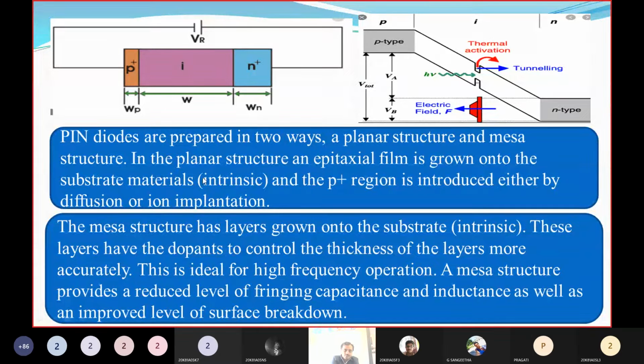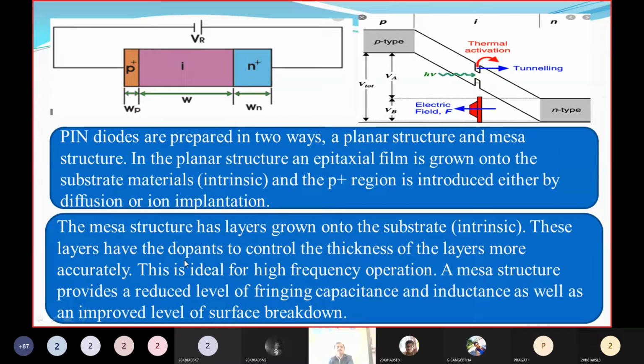What does ion implantation mean? Accelerated ions interact with the substrate, and a chemical or physical reaction will occur. Due to that physical and chemical reaction, another layer will be formed, that is the P layer. So this is the planar structure, one way of preparing the PIN diode.